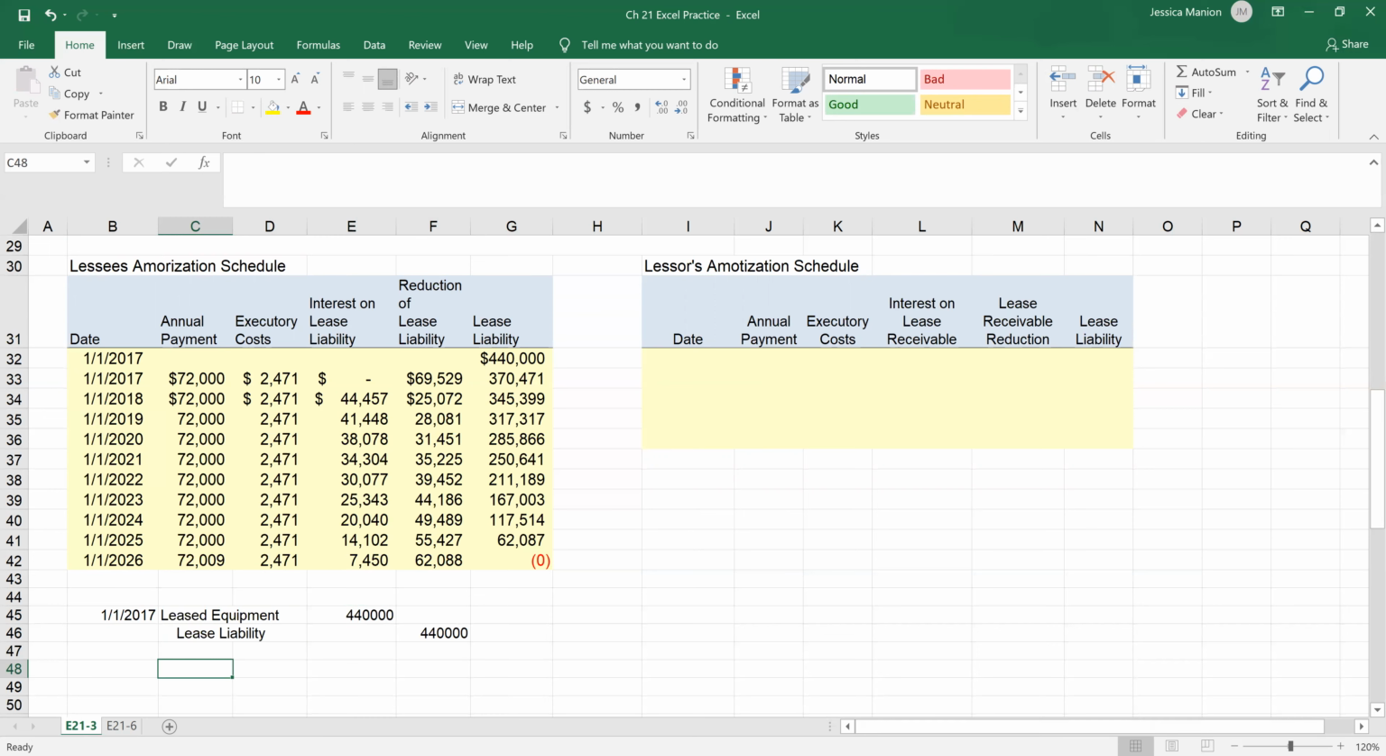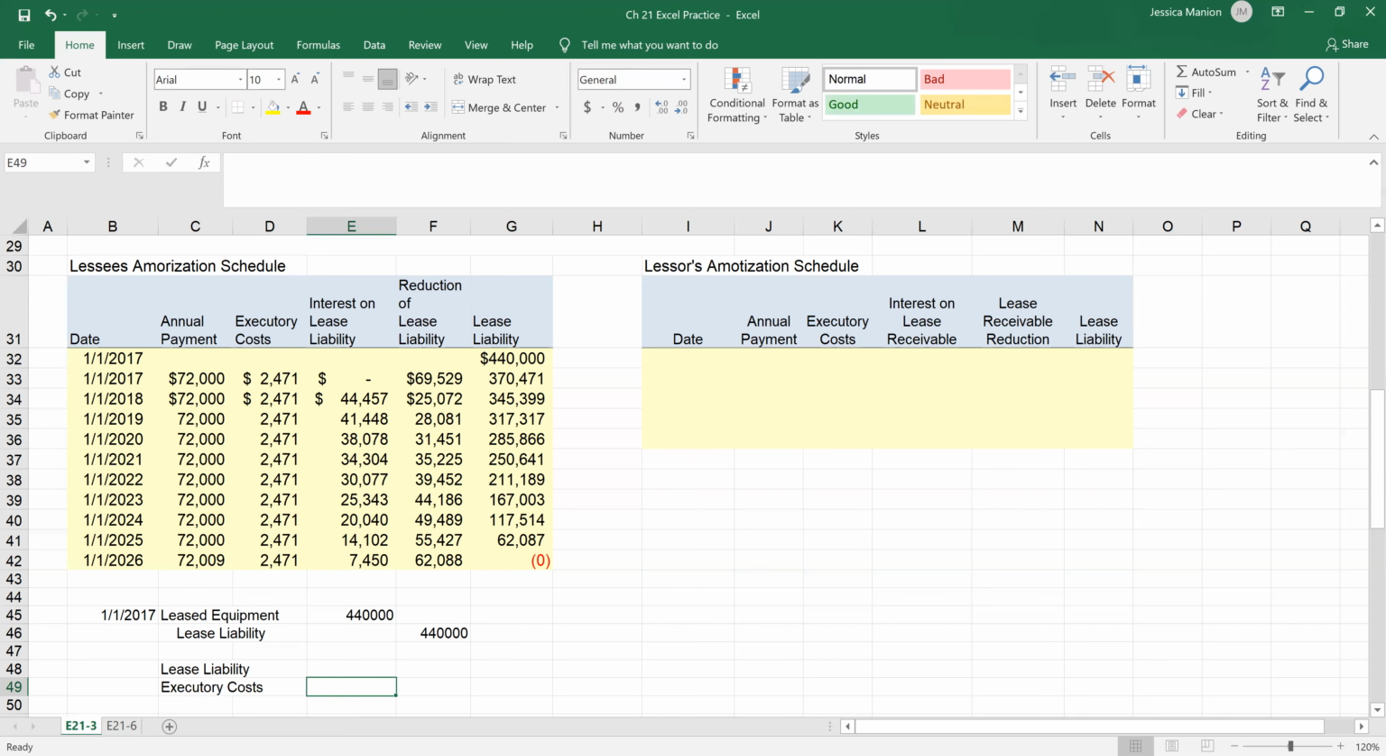But then remember, we also have to record our payment on this first, January 1 payment, right? That first $72,000 payment. And so the way that would look, because we've got those executory costs that we have to think about, we would debit lease liability. We're going to debit the executory costs or expenses, right? Expenses increase with the debit.